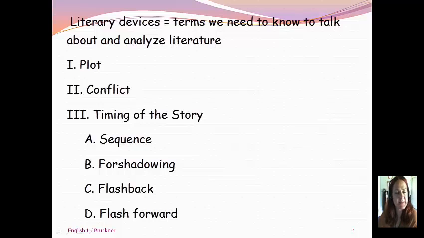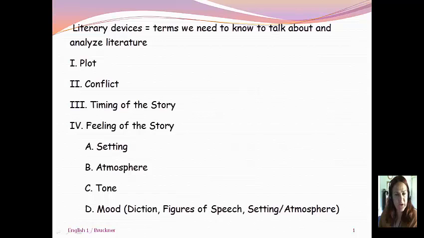And we talked about sequence, we talked about foreshadowing, we talked about flashback, we talked about flash forward. And then we moved on to Roman numeral 4, which was the feeling of a story. And within that discussion, we discussed setting, how the setting of time and place add to the atmosphere, which adds to the feeling of the story.